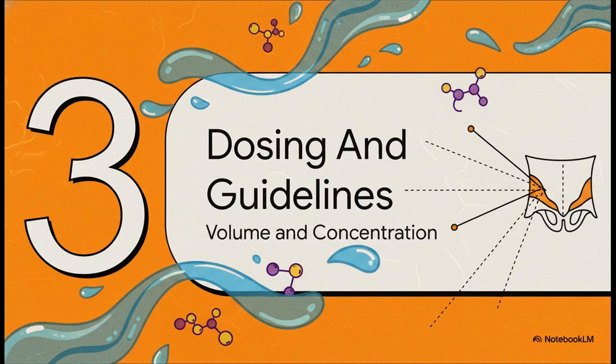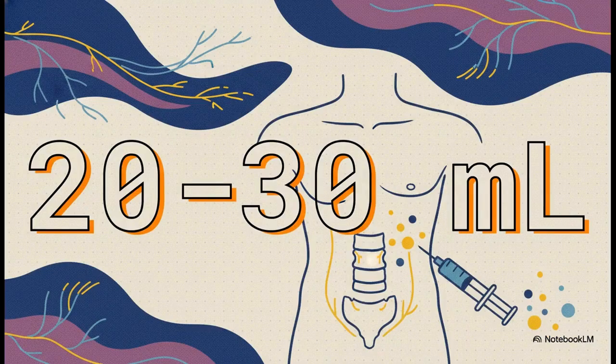Section 3. Dosing and Procedure Guidelines. Now that we know exactly where to put the needle, we need to talk pharmacology. The success of a QL block relies heavily on volume. This is a true fascial plane block, which means we need sheer volume to achieve adequate hydrodissection and cranial spread. 20 to 30 milliliters per side is the standard requirement. In weight-based terms, we are generally aiming for 0.2 to 0.4 milliliters per kilogram.